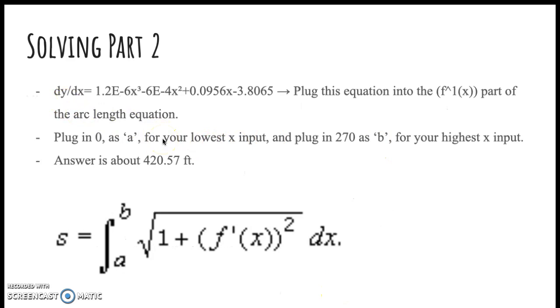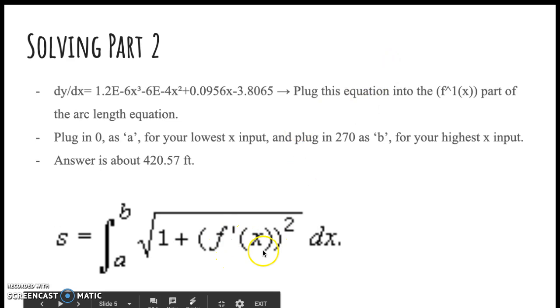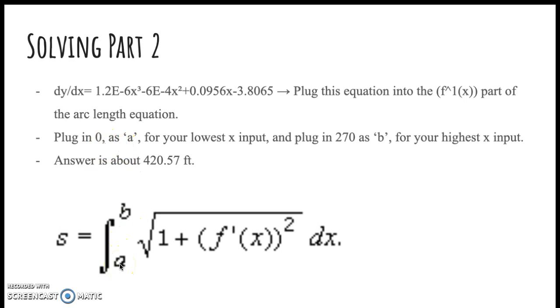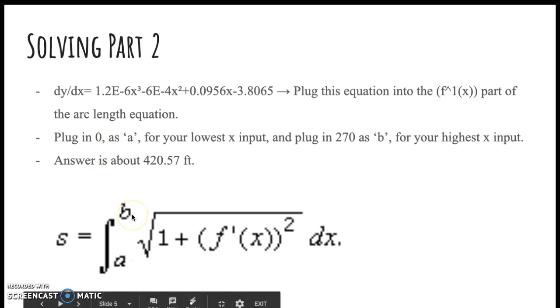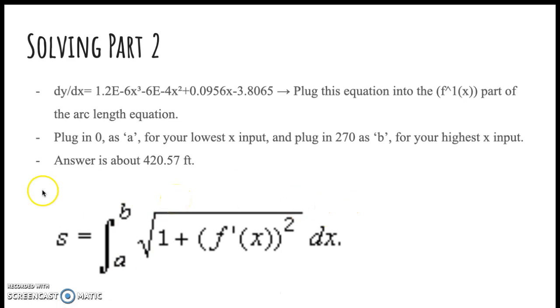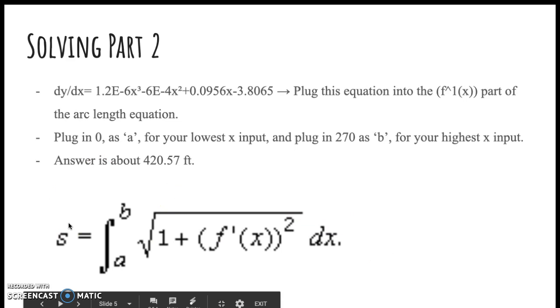To continue, after finding the derivative of the equation, I simply plug this into the equation for the arc length formula into the f derivative of x section of this, as you can see here. And for my a and b values, I inserted 0 as my a value since it is my lowest x input, and I plugged in 270 as my b value since it is my highest x input. I plugged this into my graphing calculator and got an answer about 420.57 feet.